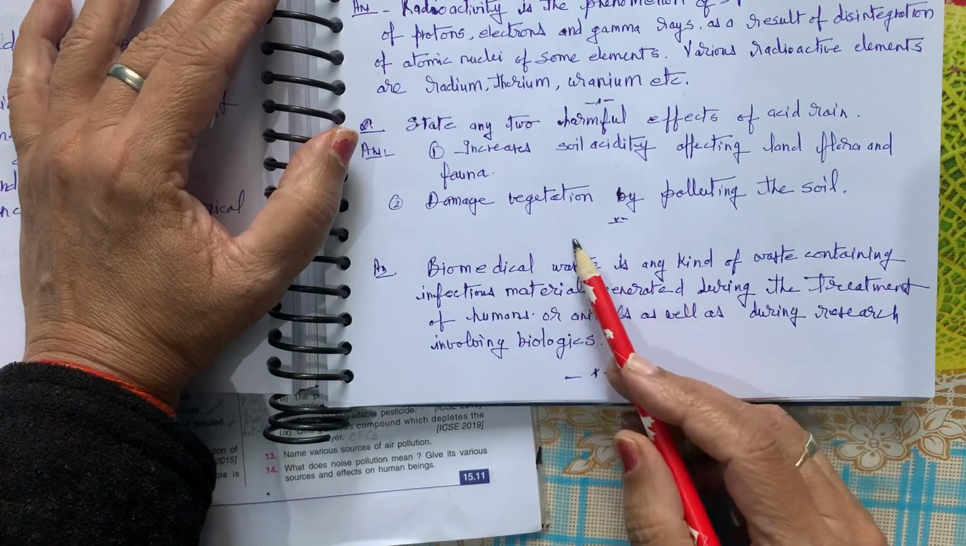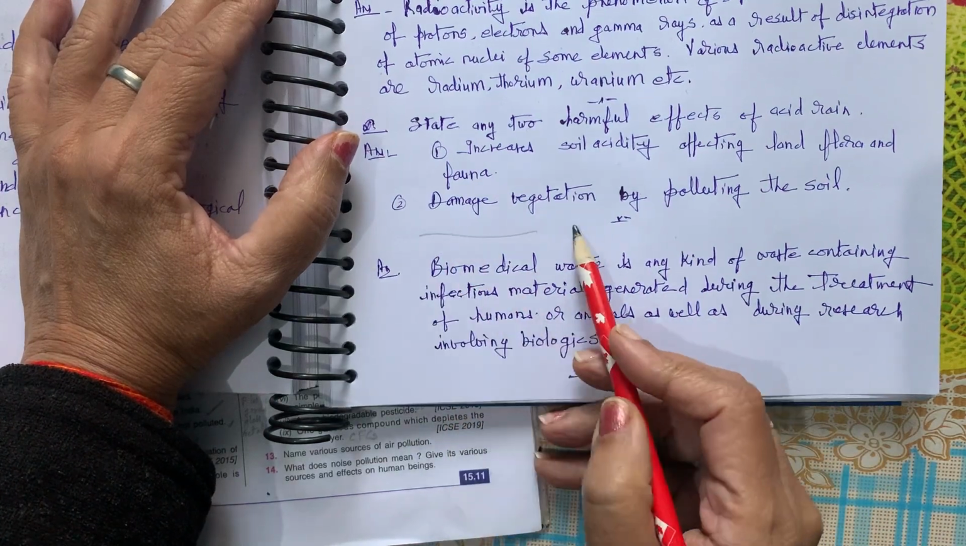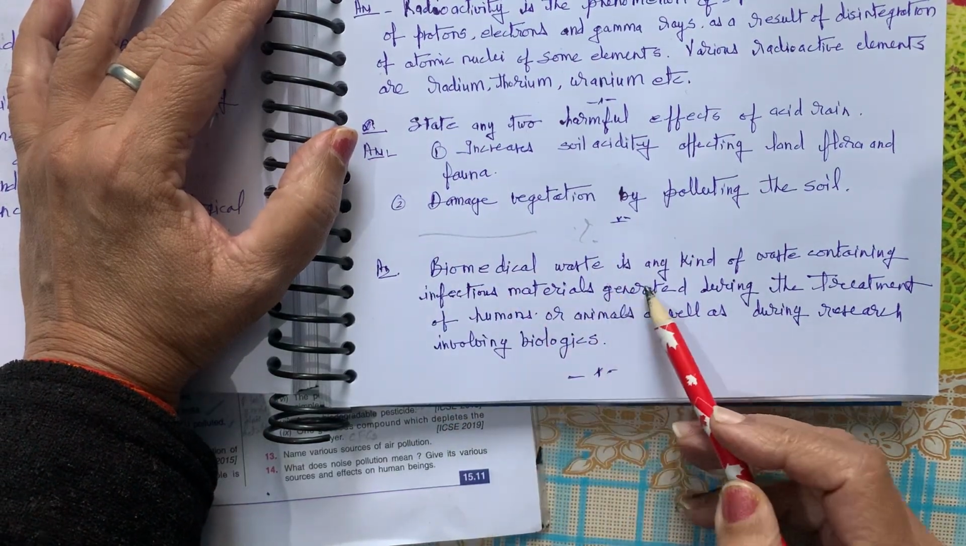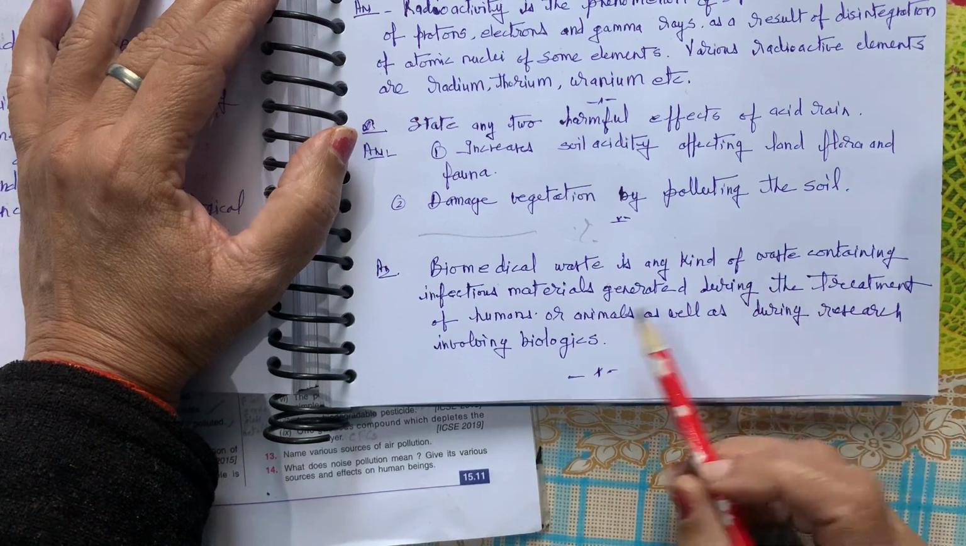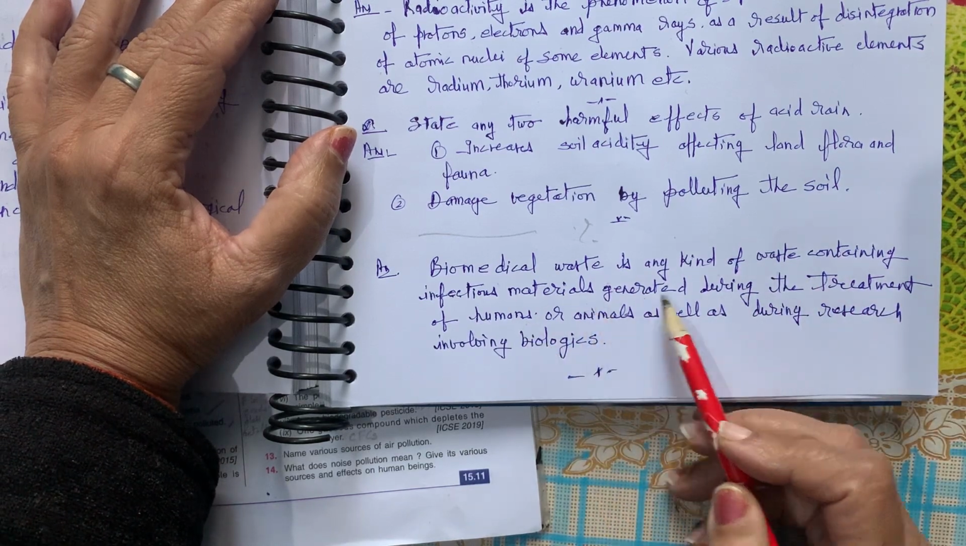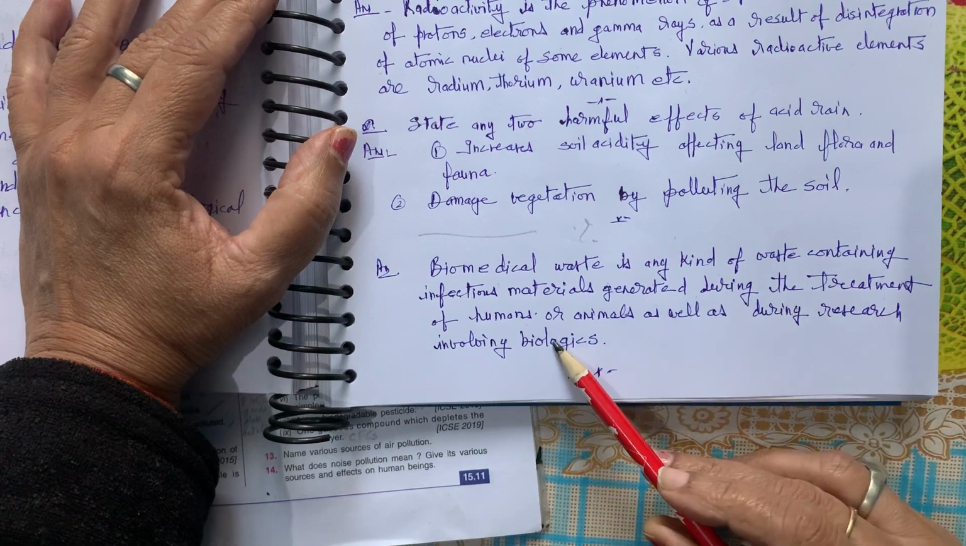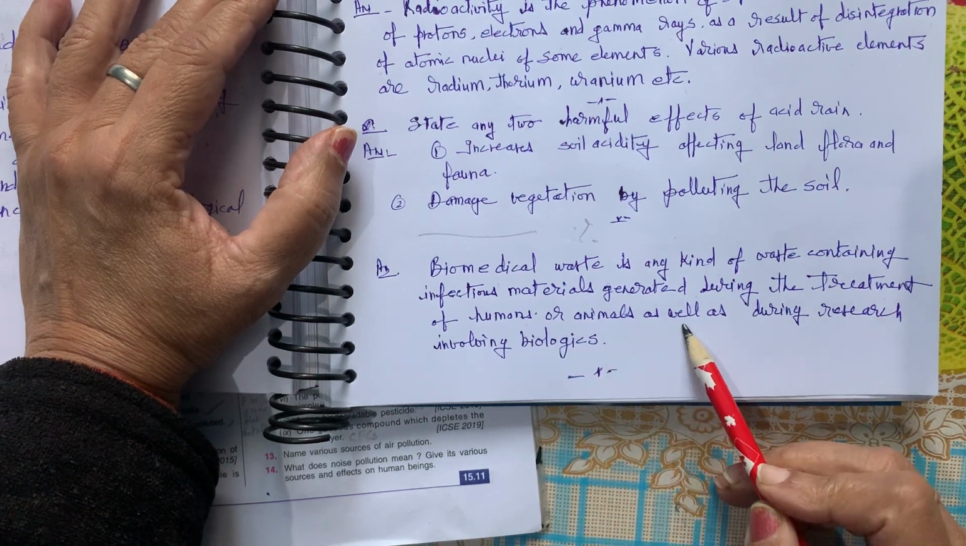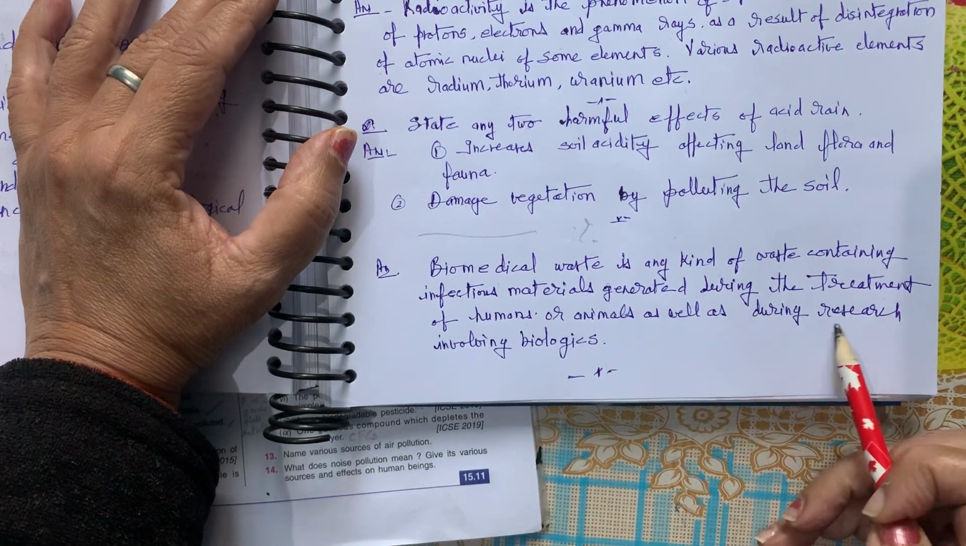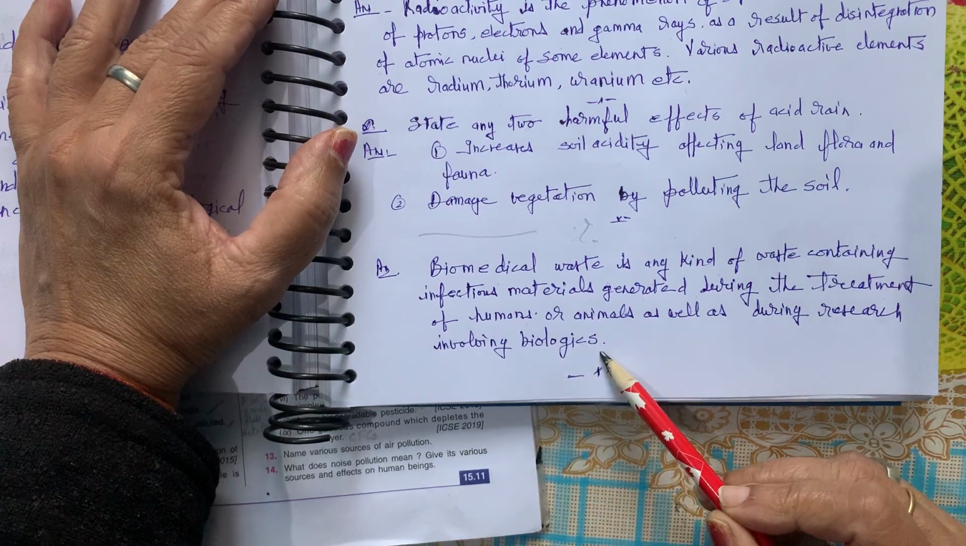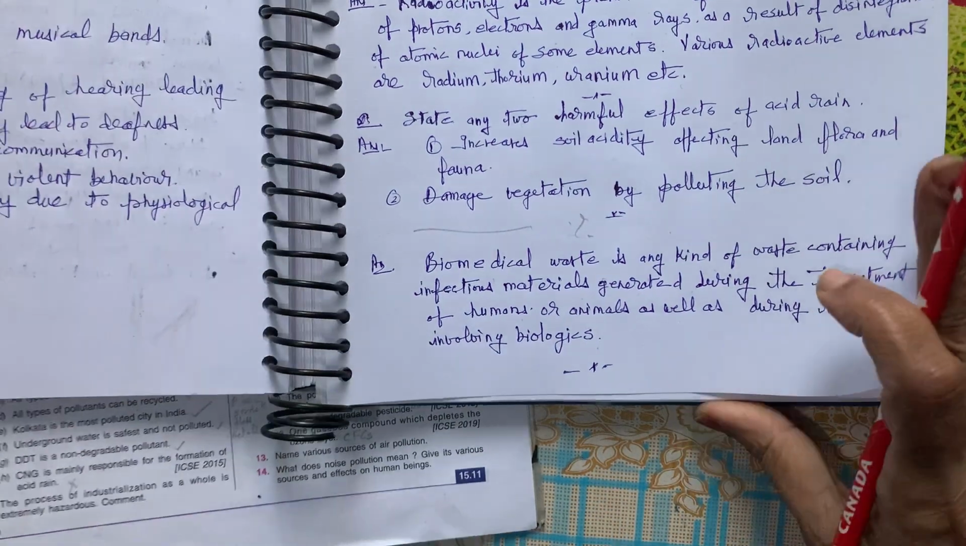What is biomedical waste? Biomedical waste is any kind of waste containing infectious materials generated during the treatment of humans or animals, as well as during research involving biologics. I hope it is clear.